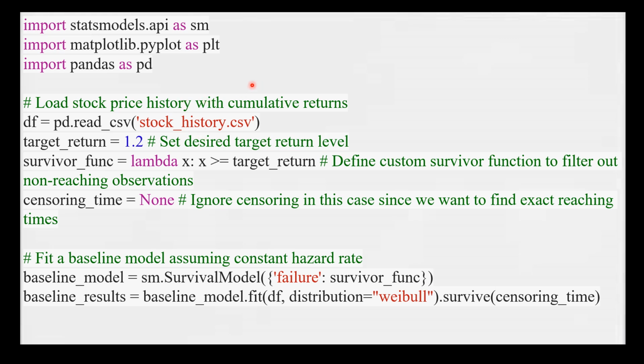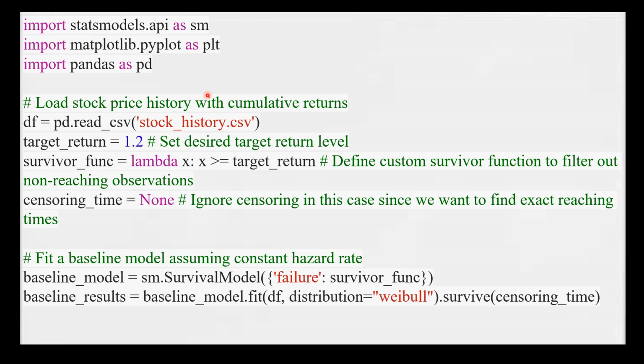This program uses 3 libraries: statsmodels, matplotlib, and pandas. It reads data from a CSV file called stock_history.csv that contains information about the prices of a particular stock over some period. And this program calculates the cumulative returns, that is, the total percentage increase in value over a given interval, which are stored in the data frame object called df. Then the user sets a target return level at 1.2, meaning any return above this point would be considered successful.